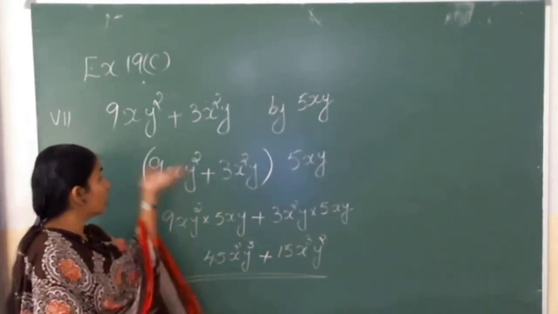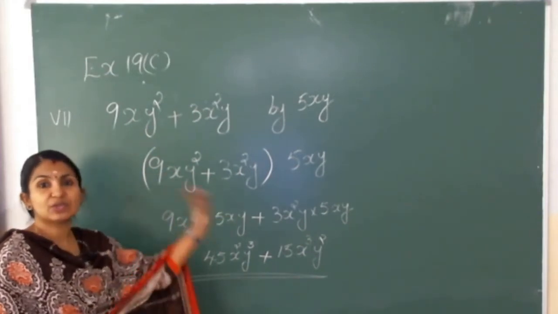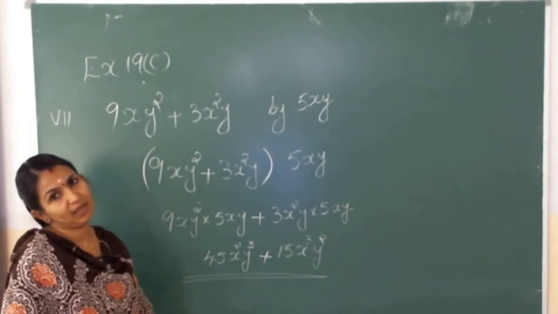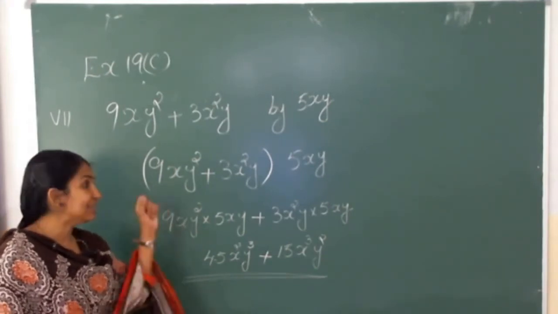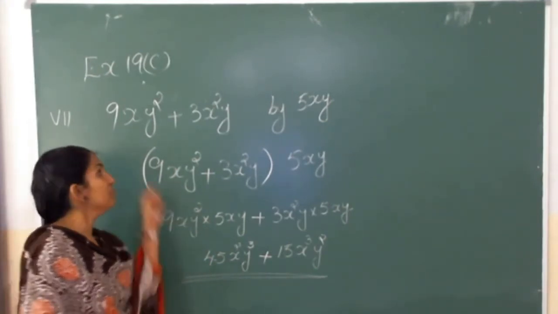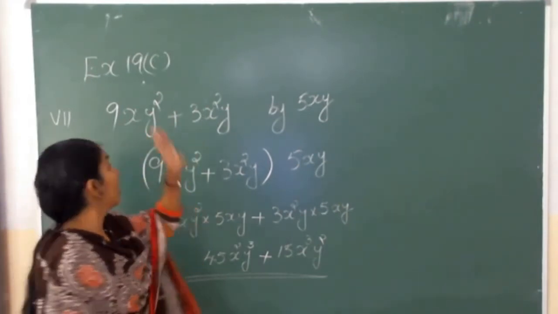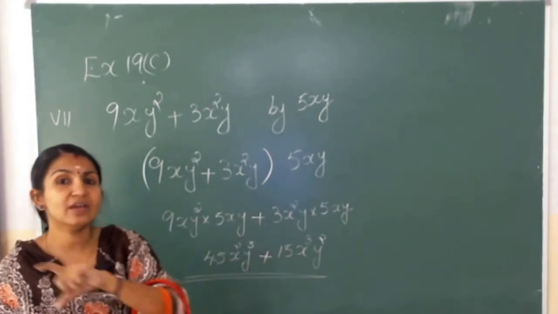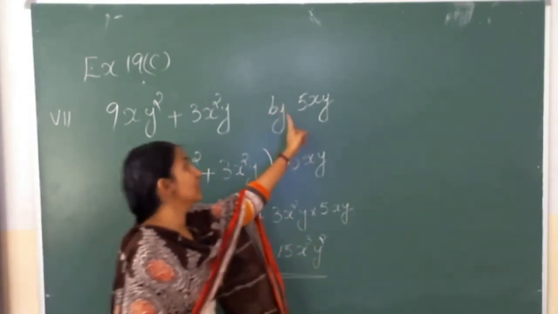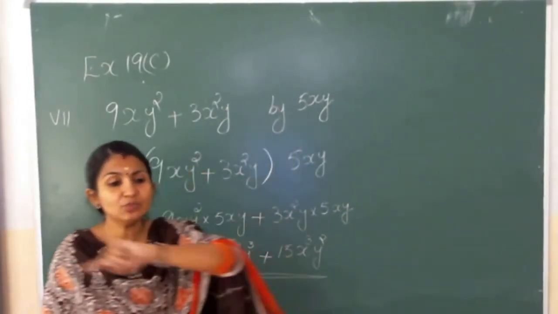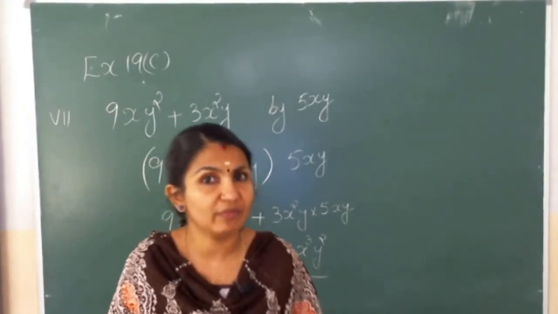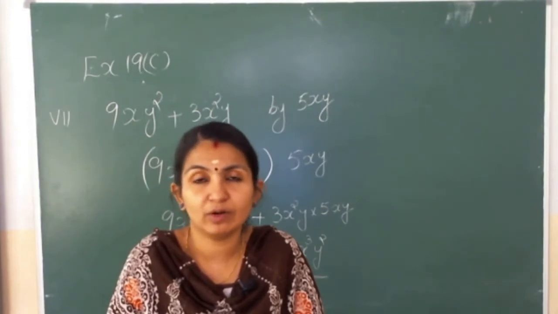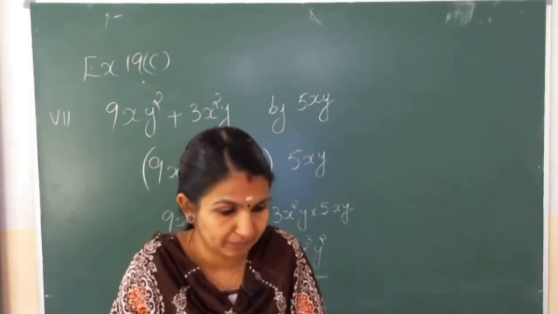If it is instead of a binomial, if it is a trinomial or more than that, then also we should do the same method. And this year we are not studying multiplication of a polynomial by a binomial. This year we are studying only with a monomial only. In your textbook, binomial also there, but we are not studying that. Only with monomial we are studying. Binomial we are not studying. That you will study in the next year.